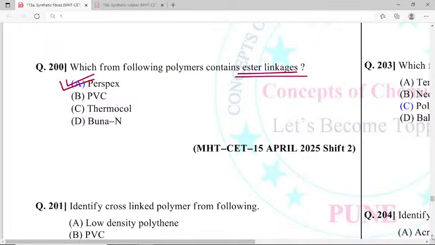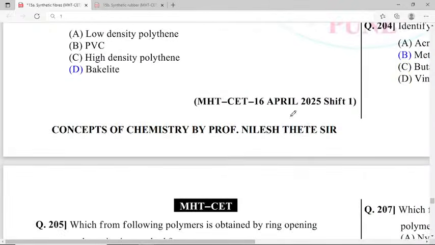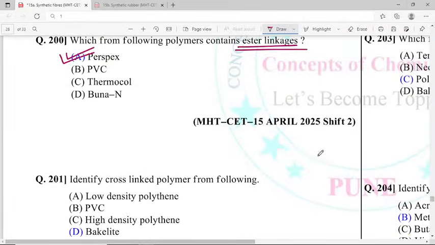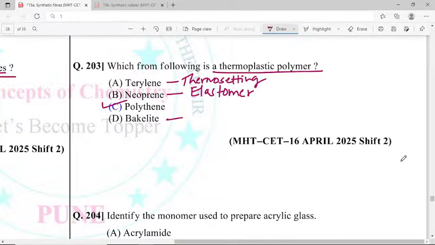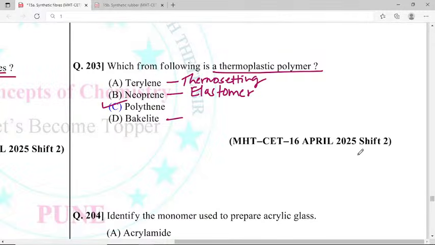Which from the following polymers contains an ester linkage? The ester linkage is used for making glasses, optical glasses, LCD screens. Thermoplastic polymer. Neoprene is an elastomer. Next, terylene is thermosetting. Bakelite is thermosetting. All these are thermosetting only. The remaining are thermosetting polymers.